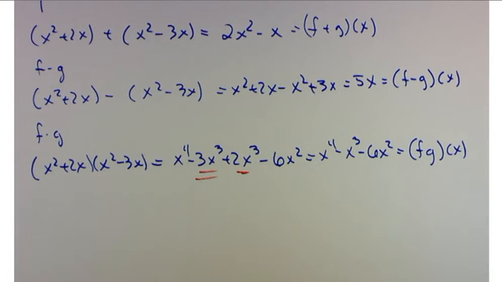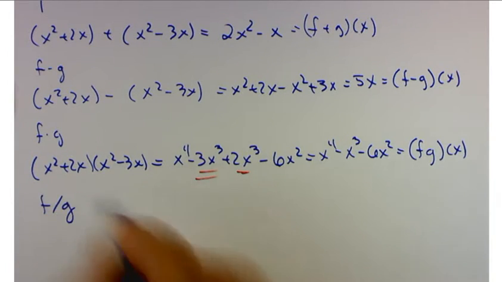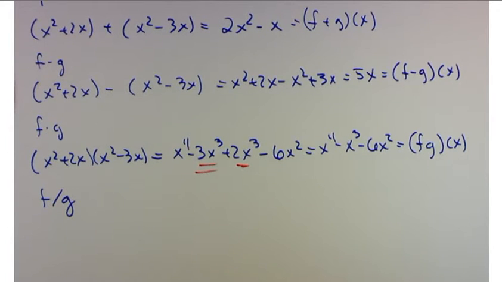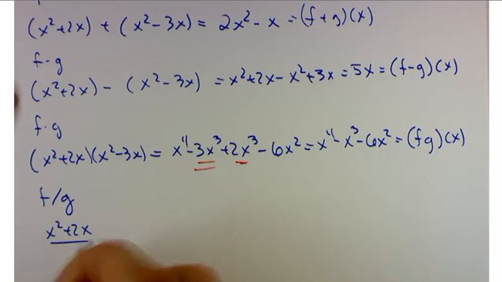So, okay. Not bad so far. The last one is actually kind of easy, but there is a little bit of a subtlety or nuance that I'm going to discuss with f divided by g. f divided by g is simply x squared plus 2x divided by x squared minus 3x.